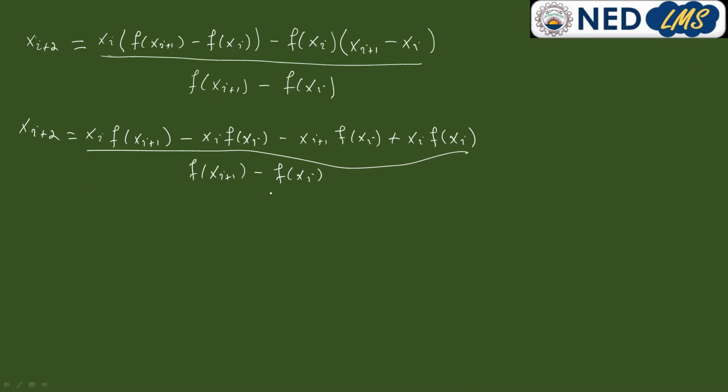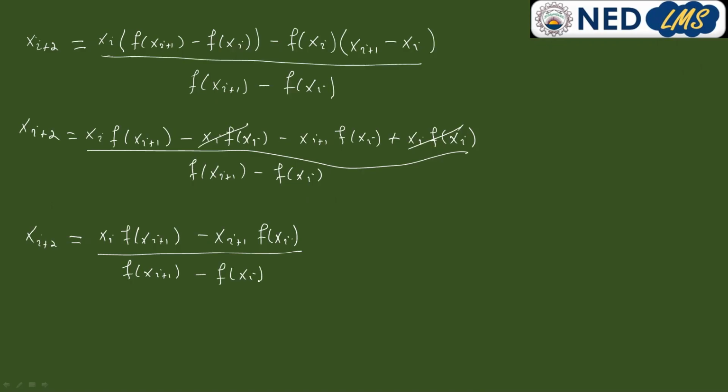If there is something that cancels out, do it like this one. For example, x_i f of x_i is going to cancel out. So whatever is left is x_{i+2} equals x_i f of x_{i+1} minus x_{i+1} f of x_i, divided by f of x_{i+1} minus f of x_i. So this is the formula for the secant method.